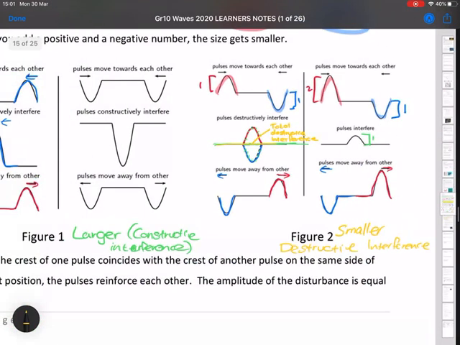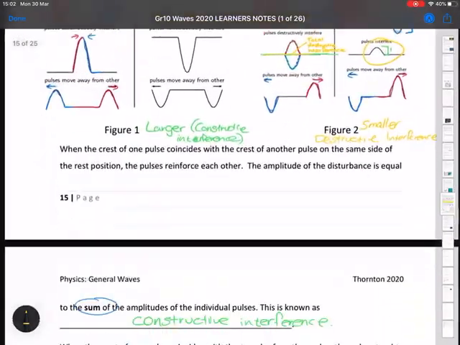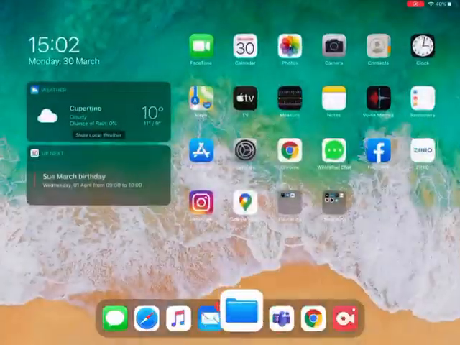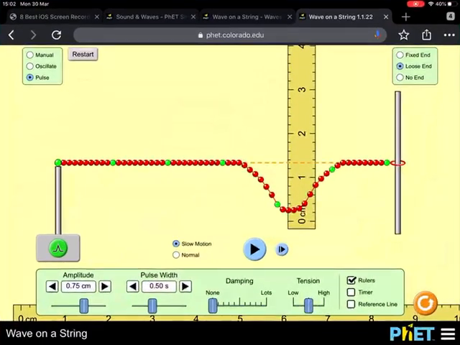Total destructive interference, whereas this is not total, it's only partial destructive interference. Okay, let's have a look back at this PhET simulator again.